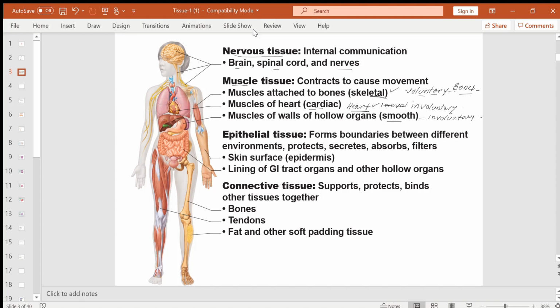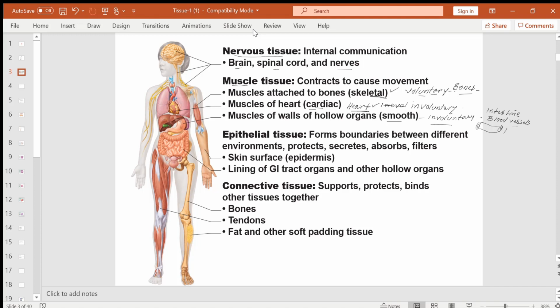And where will you find the smooth muscle? Smooth muscle is present in the wall of the tube-like structures of the body. So what are the tube-like structures in your body? Intestine. So in the wall of the intestine you have smooth muscle. Blood vessels, arteries, veins. In the wall of the blood vessels you have smooth muscle.